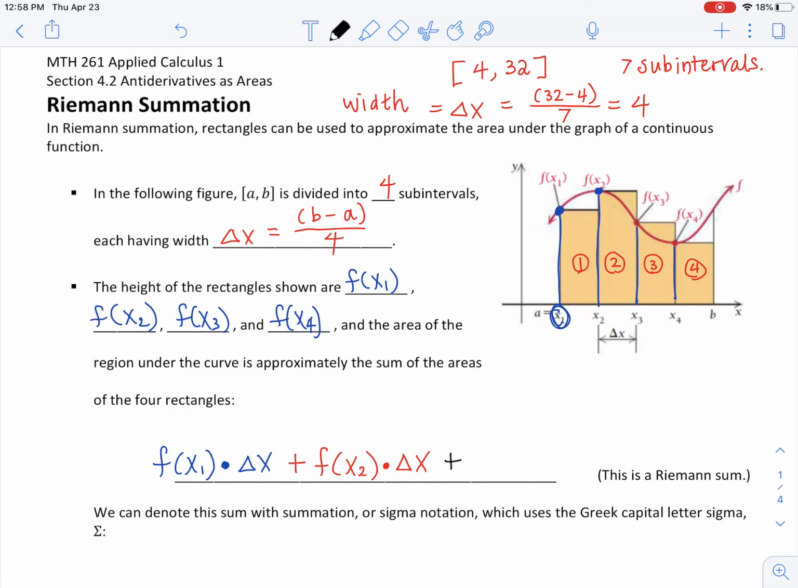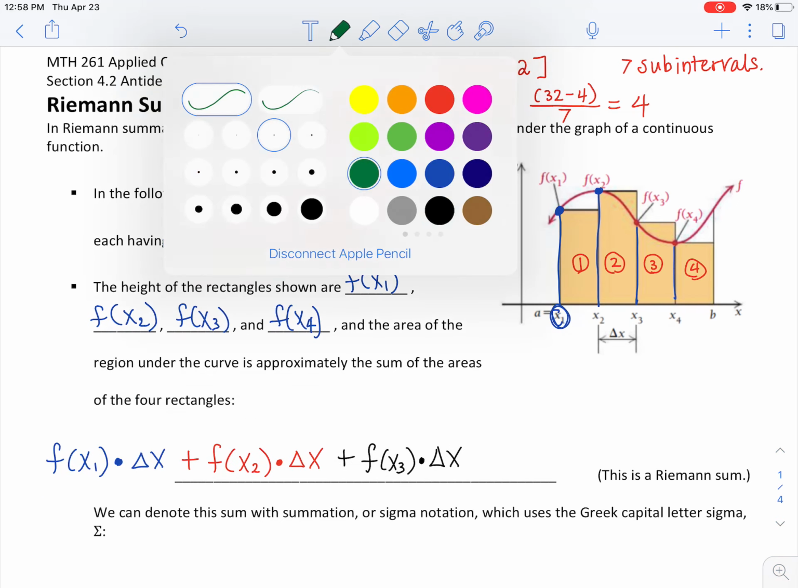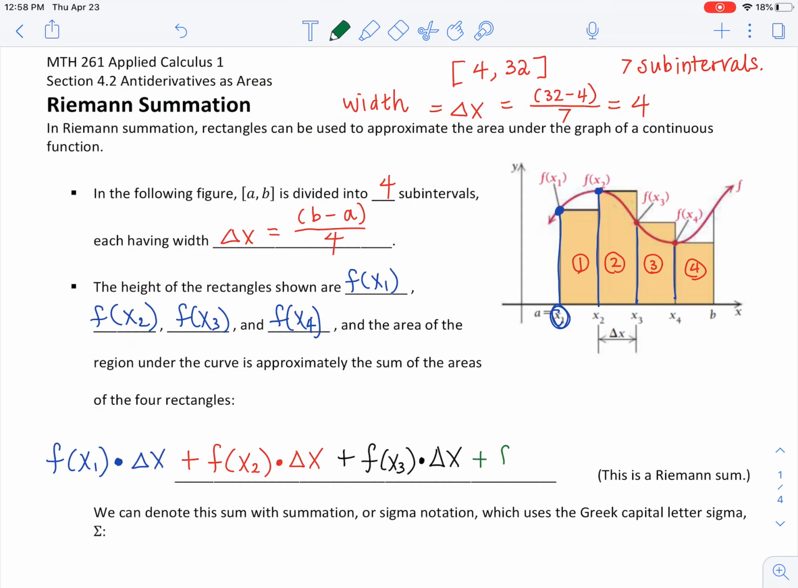I may probably need more room over here. Let me move this guy over here a little bit. Now let me do the area of the second rectangle. F of x of 2 this time. But you still multiply that by delta x, which is the width, right? So that's the second rectangle. And let's do the third rectangle. The third rectangle's area is f of x of 3 times what? Same width of delta x.